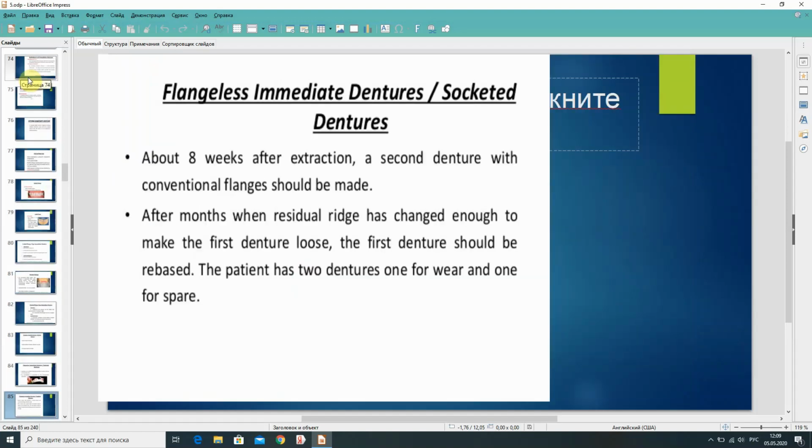Flankless immediate dentures, socketed dentures: about 8 weeks after extraction, a second denture with conventional flanks should be made. After months, when the residual ridge has changed enough to make the first denture loose, the first denture should be rebased. The patient has two dentures, one for wear and one for spare.